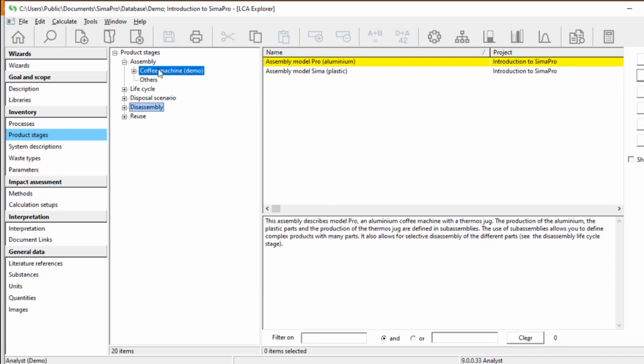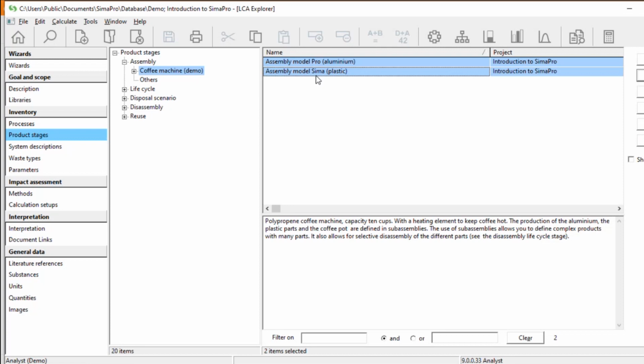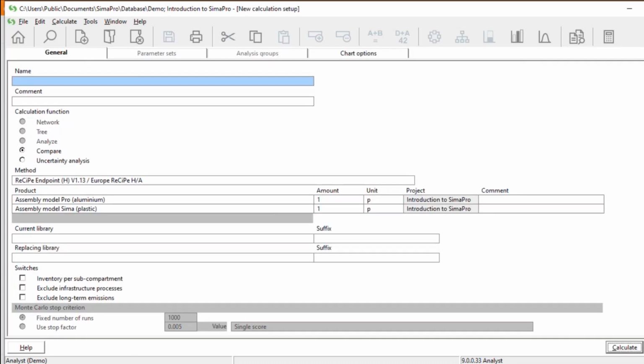Okay, let's do assembly. Click coffee machine, then you will get these two, Model Pro and Model Sima. One is made of plastic and another is aluminum. So just click one here and then press control and click the other one here. Then go here. You can see this network, tree, analyze and compare. Just click here. Once you click compare, you will get this window. We have seen this many times. So click calculate.